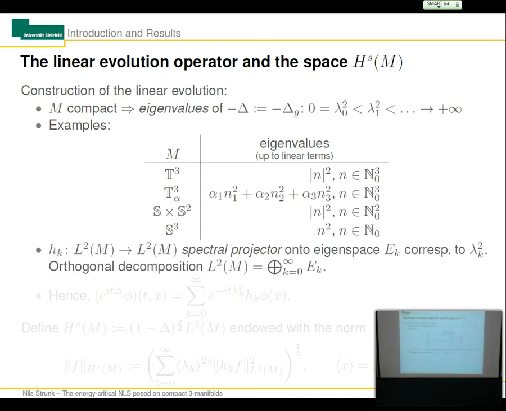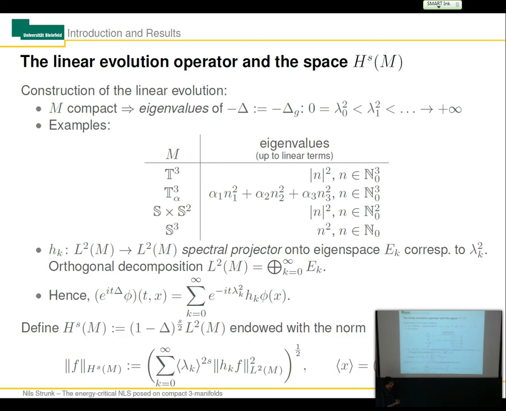Now we want to denote by H_k the spectral projector on the eigenspace E_k, which corresponds to the eigenvalue lambda k squared. Then we have an orthogonal decomposition: L2 can be decomposed into the sum of the eigenspaces. And hence, we can write the linear evolution operator as the sum over all the eigenvalues of e to the i t times the eigenvalue, multiplied by the spectral projector of the initial data.